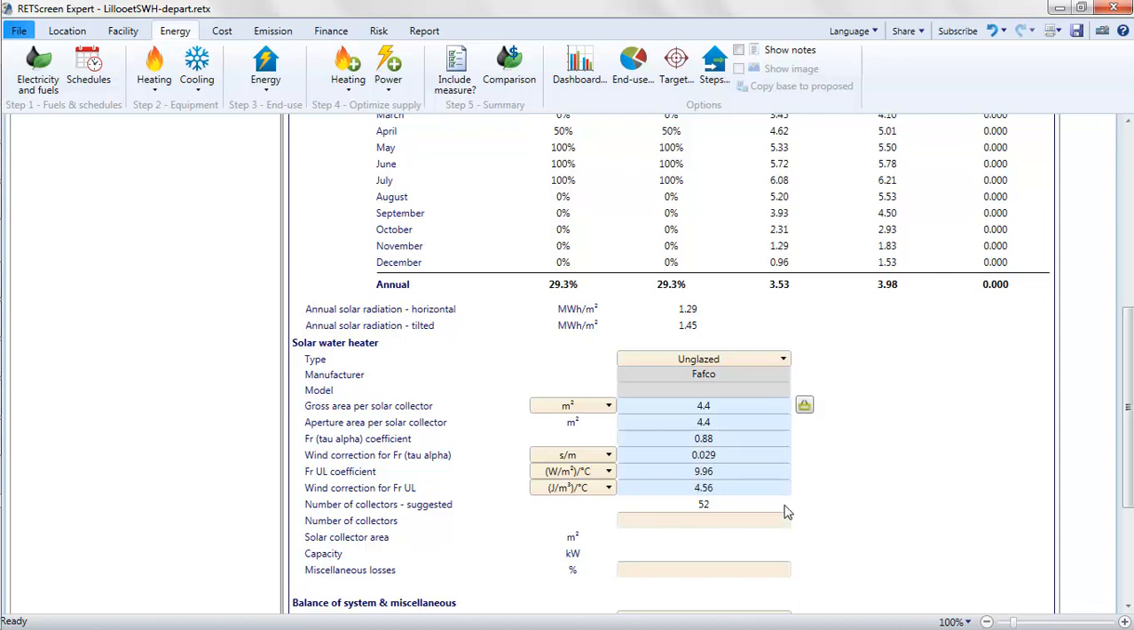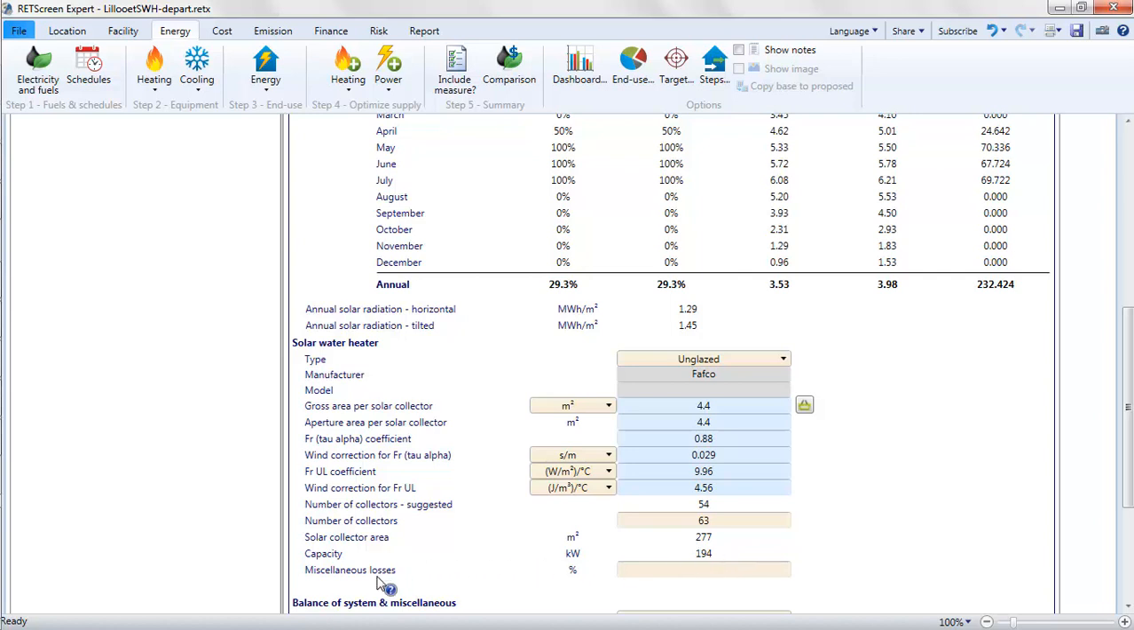RETScreen suggests the use of 54 collectors at this point. In the real project, the supplier proposed using 63. I will stick with the supplier's estimate. 63 collectors would take 277 square meters of roof area, which is feasible, and be able to supply just under 200 kilowatts of heat under test conditions.